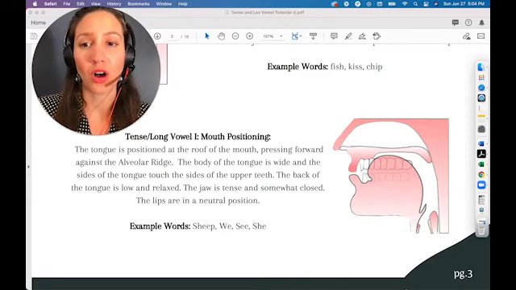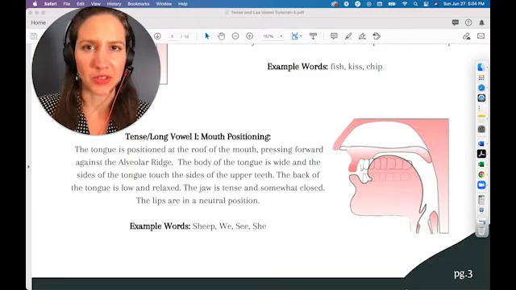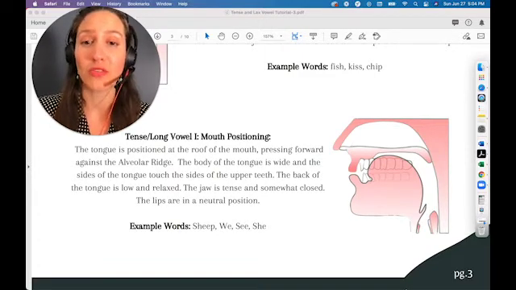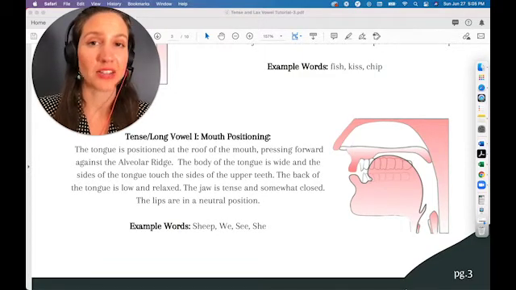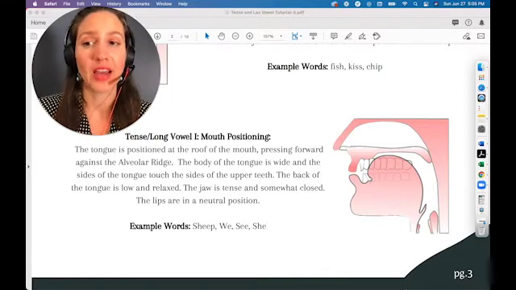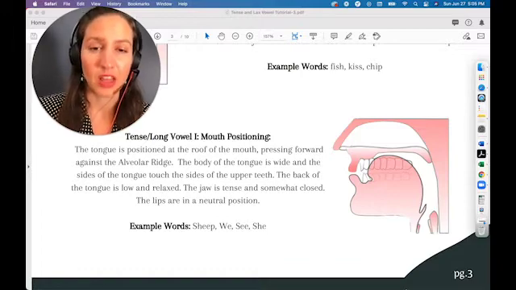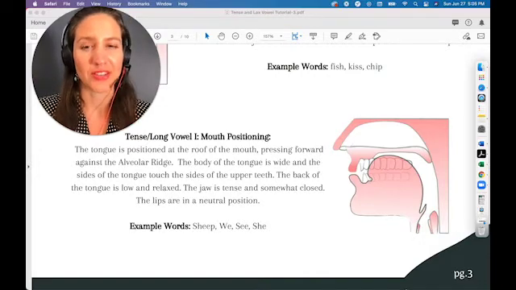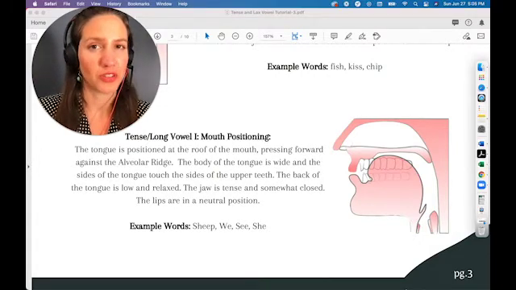Tense or long vowel E mouth positioning. The tongue is positioned at the roof of the mouth, pressing forward against the alveolar ridge. The body of the tongue is wide, and the sides of the tongue touch the sides of the upper teeth. The back of the tongue is low and relaxed. The jaw is tense and somewhat closed. The lips are in a neutral position.